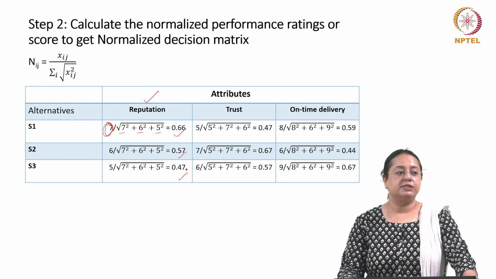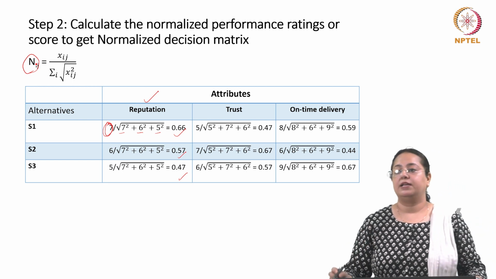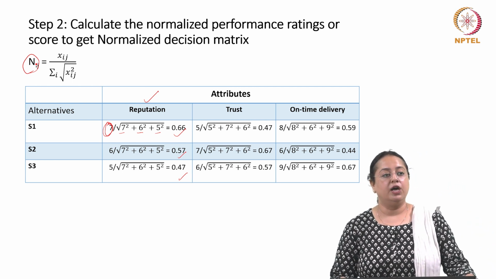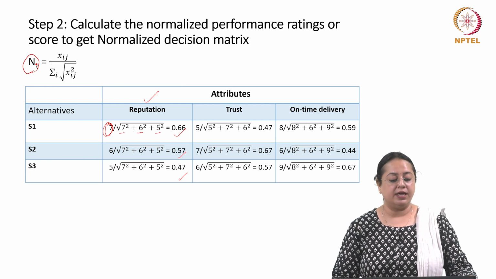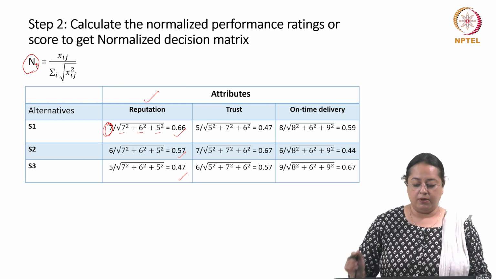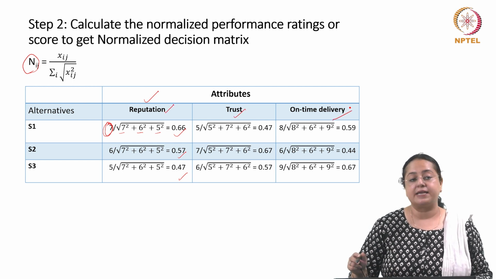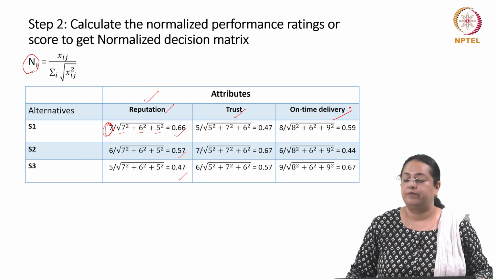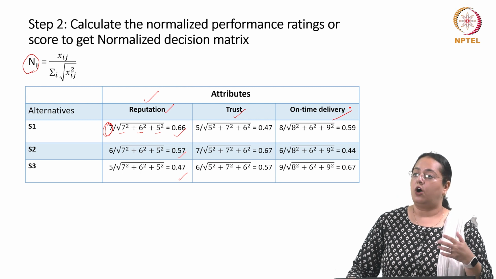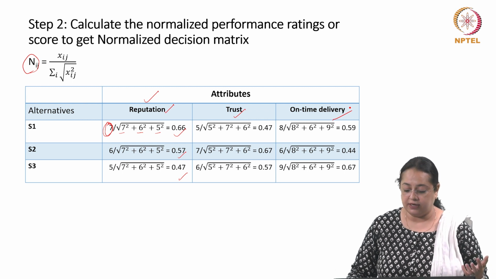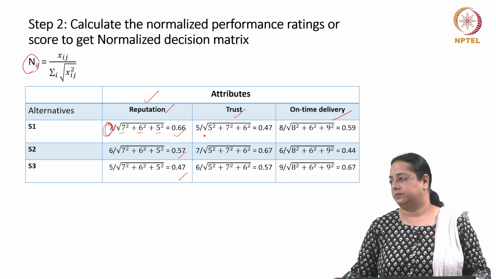Okay, so now this is a normalized matrix. We have got the normalized scores now. Now we have normalized the data here. Now what is the next step? The next step is whether each attribute carries equal weight. For any organization, is on-time delivery more important than trust or reputation, or vice versa?